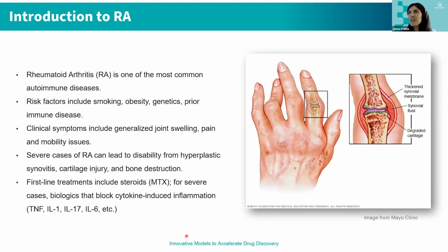The first is rheumatoid arthritis models. Just a brief introduction. Rheumatoid arthritis is among the most common autoimmune diseases, and its clinical symptoms mainly include generalized joint swelling, pain, and mobility issues. Severe cases of RA lead to disability as evidenced by hyperplastic synovitis, cartilage injury, and bone structure loss. First-line treatments include steroids or methotrexate, and for severe cases, biologics that block cytokine-induced inflammation.